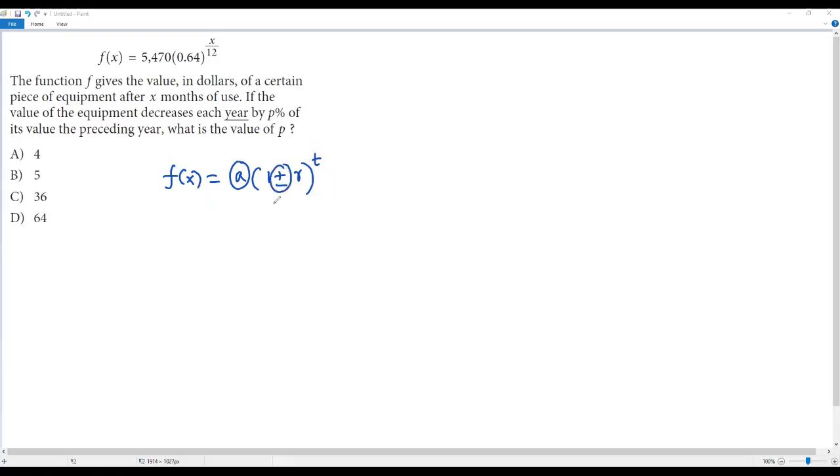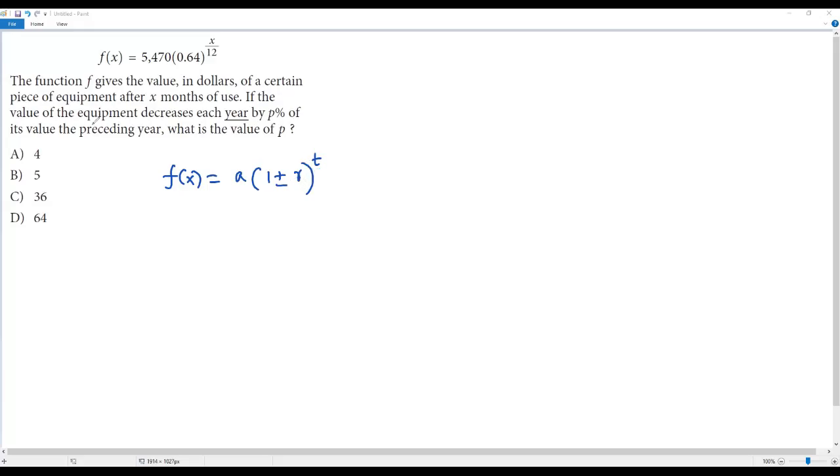And here I have taken a positive or negative sign. If this function represents exponential growth, I have to consider the positive sign. If it represents exponential decay, then I have to consider the negative sign. Here r is either the growth rate or the decay rate, expressed as a percentage in decimal form. And t represents time, so it may be in months or years. It depends on the information we have in the question.